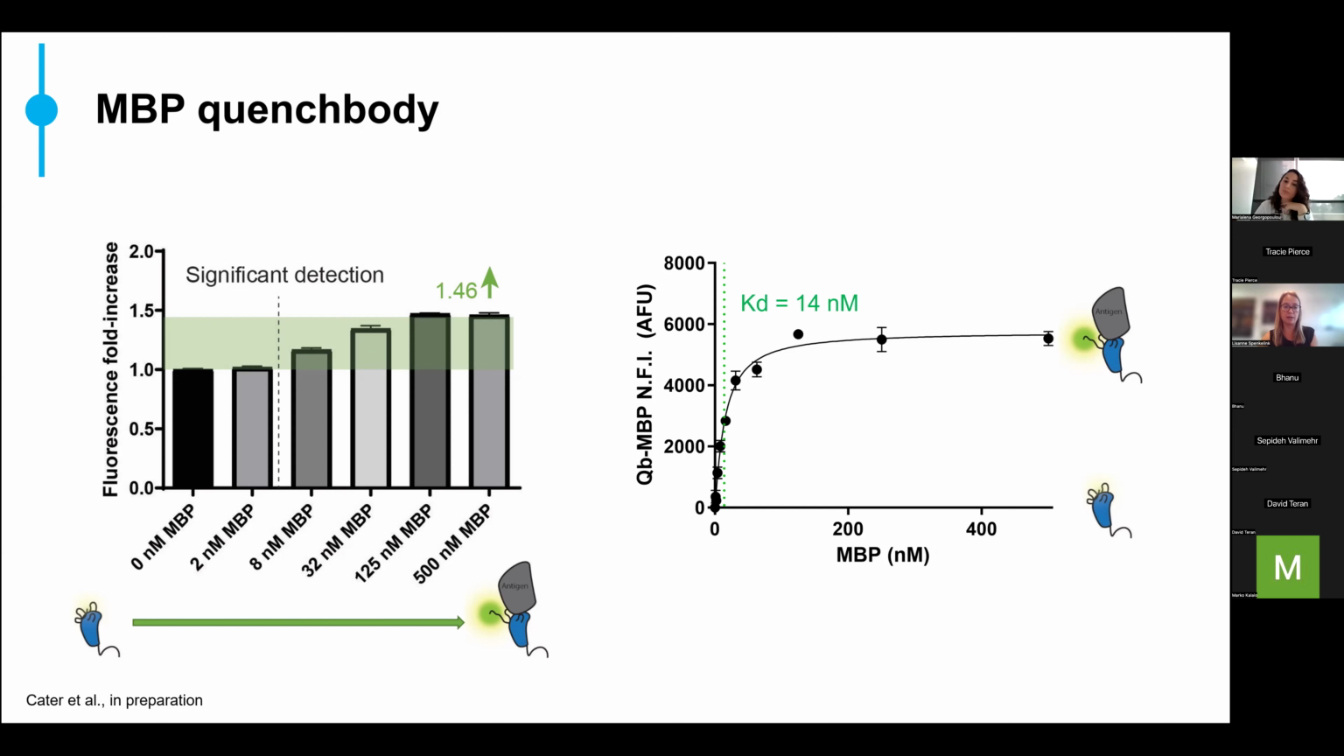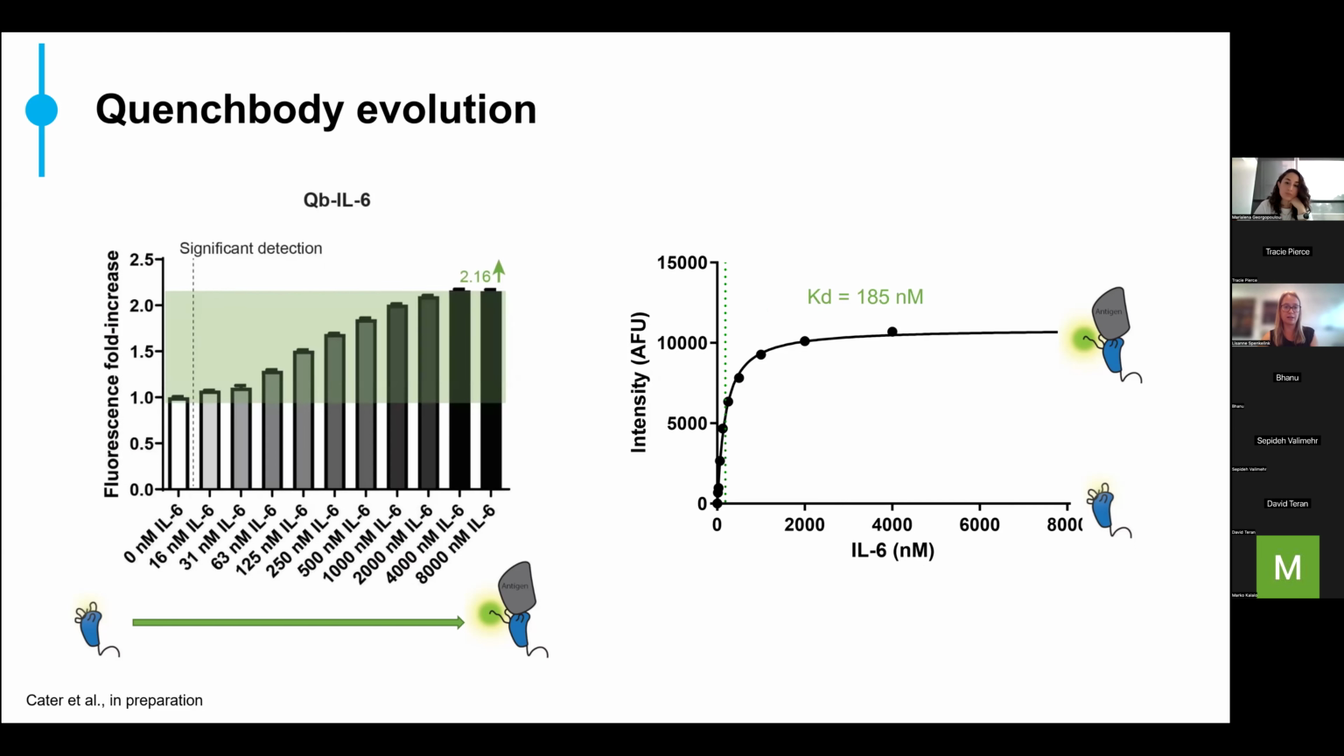They went through 2 or 3 rounds of evolution, starting off from our scaffolds. And you can see the results here. So these are now our performance, our fold increase for this newly evolved quench body. And you can see that it not only works, but the evolution has also improved the performance. And we get significant detection of interleukin 6, again down to single-digit nanomolar. So this is really, really promising.